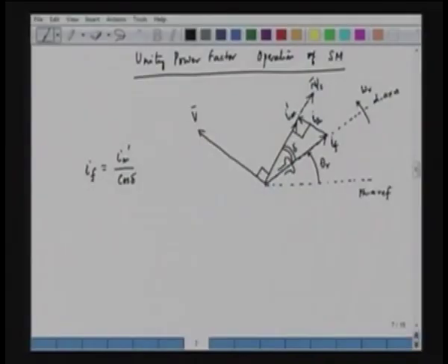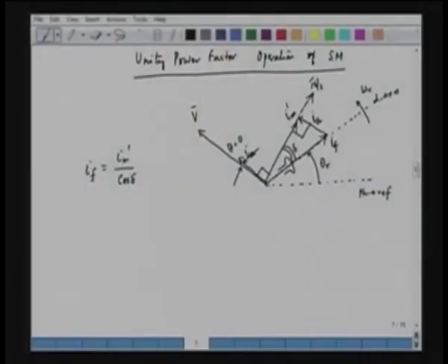So, this Ia will also be along the voltage vector. This vector is Ia, and this vector is also Ia. If we have this right angle triangle condition, the voltage and the current are in phase, and hence the power factor is unity. The angle between V and I, theta, is equal to 0 here. Theta is the power factor angle and cos theta is 1. So, the motor is operating under unity power factor condition.